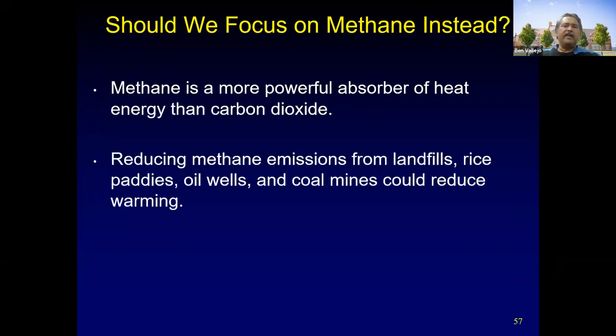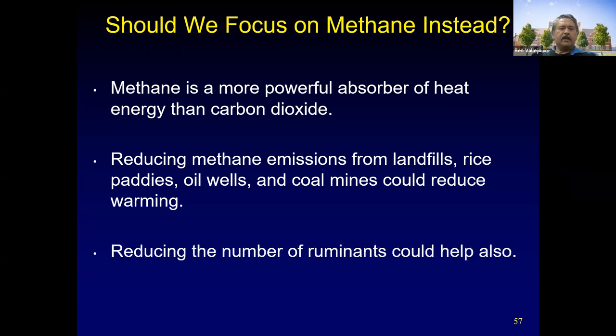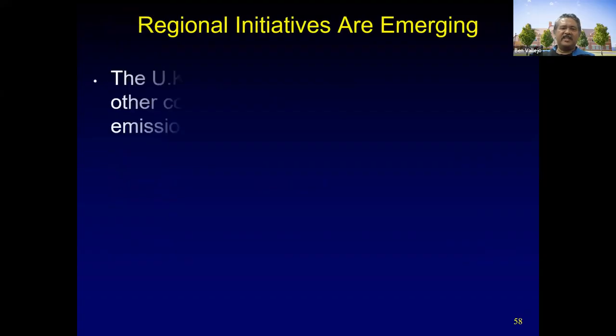Maybe we should concentrate on methane also. This slide says methane instead. I probably wouldn't say instead, but carbon dioxide does get all the press, and we could also reduce methane emissions, and that would reduce global warming as well. And then the third bullet, as mentioned earlier, reducing the number of ruminants. Reducing the number of cows. Yeah, the reliance of the American diet on meat. That could help. Are we willing to do it? That's the question, isn't it?